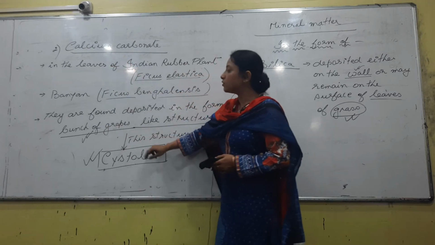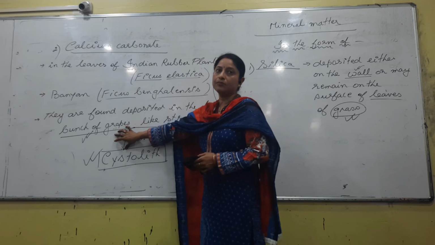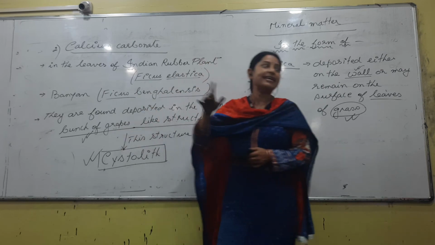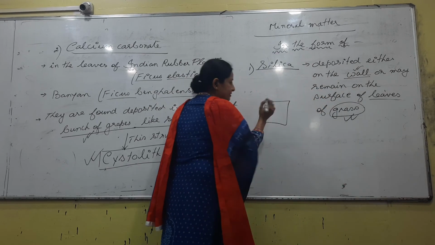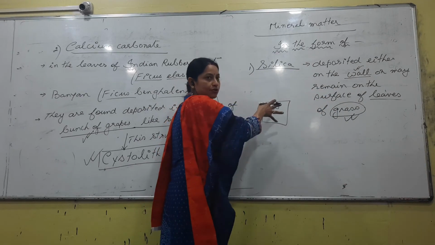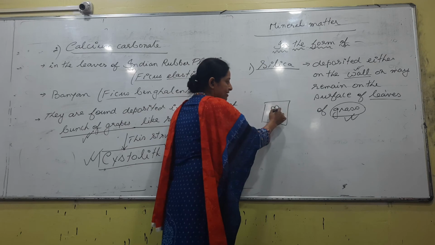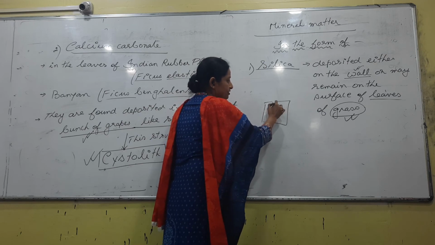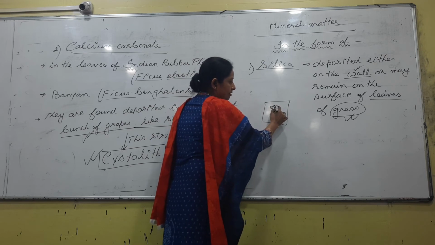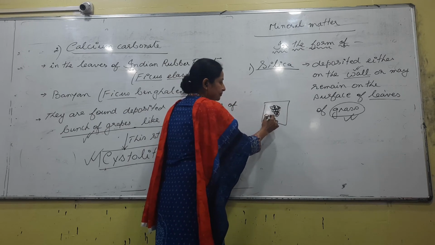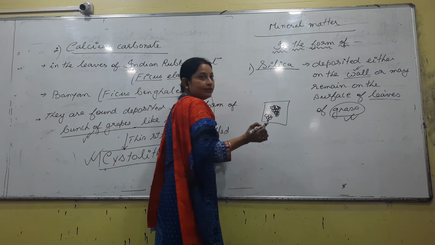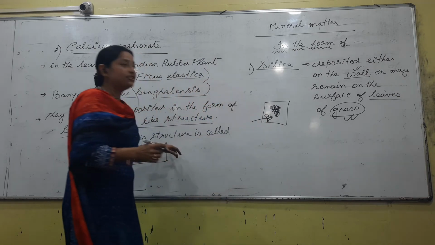Are you understanding? So the question matters, either a word or a report. A bunch of grapes-like structure will be there in the cell. If you are talking about a cell like this, what will happen in the cell? Deposition will happen, of unwanted non-living substances. So how will the deposition be? Like a bunch. It looks like a bunch, right?